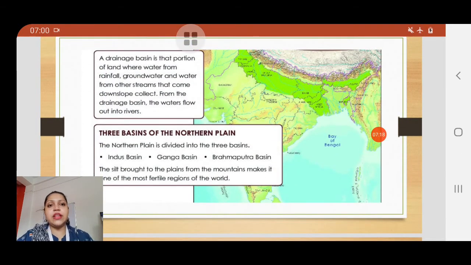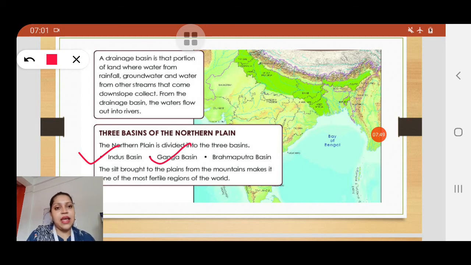So children, here is given the three basins of the northern plain. So what are the three basins of the northern plain? The northern plain is divided into three basins. First, Indus basin, Ganga basin, and Brahmaputra basin. As the northern mountains were divided into three mountain ranges, the northern plain is also divided into three plains or basins. It is the Indus basin, the Ganga basin, and the Brahmaputra basin. From these three basins, water flows to the Indus river, Ganga river, and the Brahmaputra river.